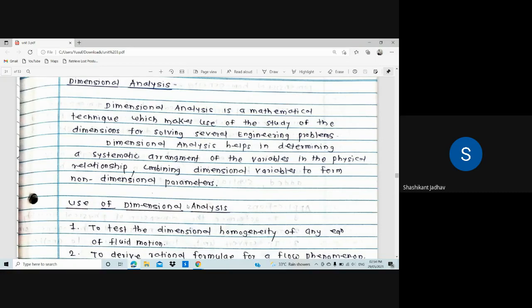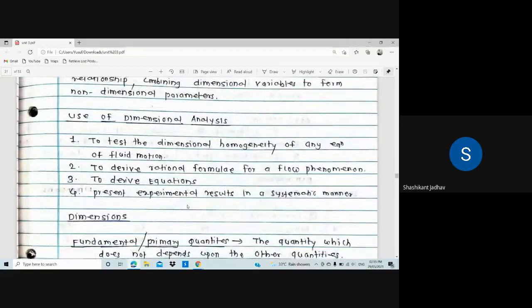Next para, dimensional analysis helps in determining a systematic arrangement of the variables in the physical relationship, combining dimensional variables to form non-dimensional parameters.